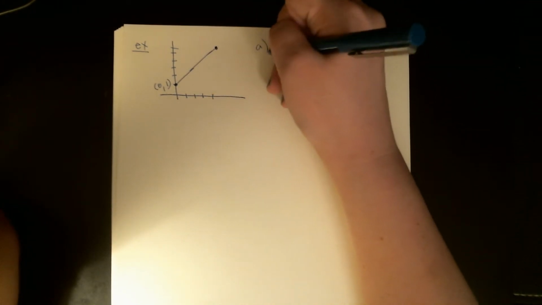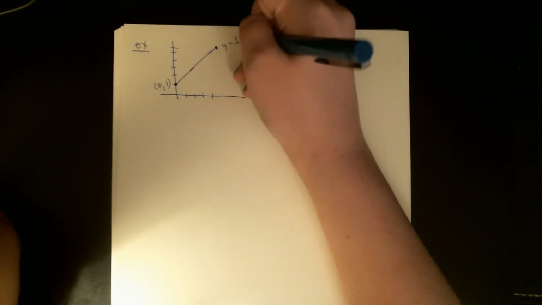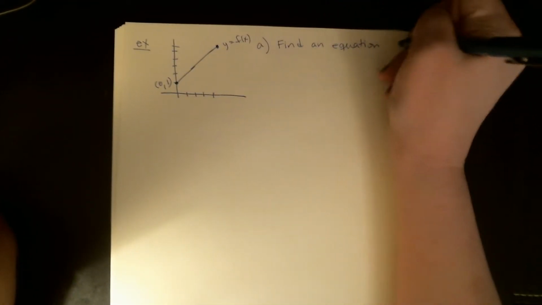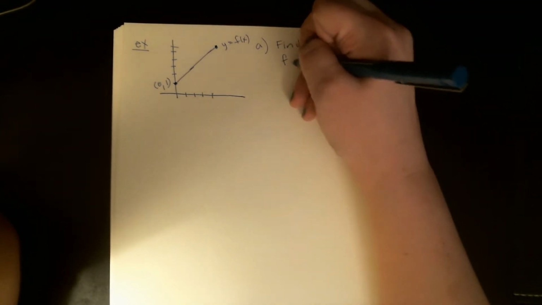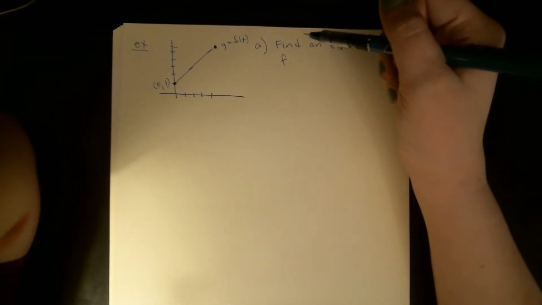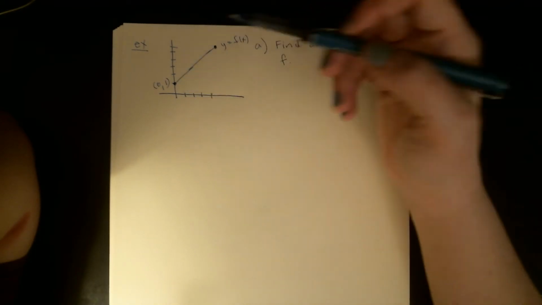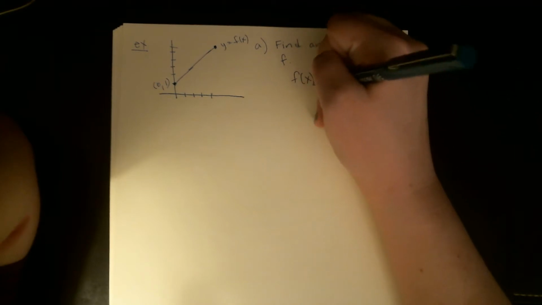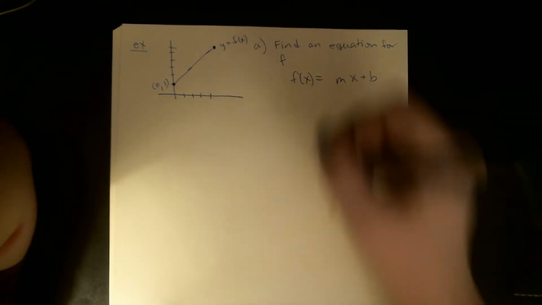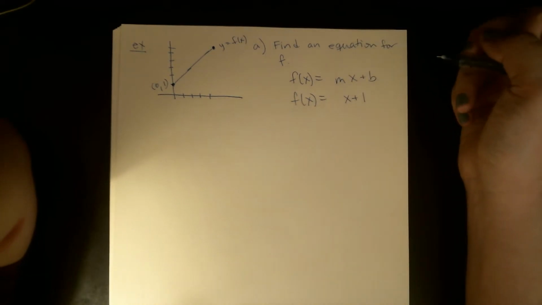Okay, so first let's find an equation. I'll call this y equals f of x. Okay, so for this one, I have a linear function, and conveniently my y-intercept is given. So I'm going to go for slope-intercept form. And I can tell from my graph that the value of b is 1.